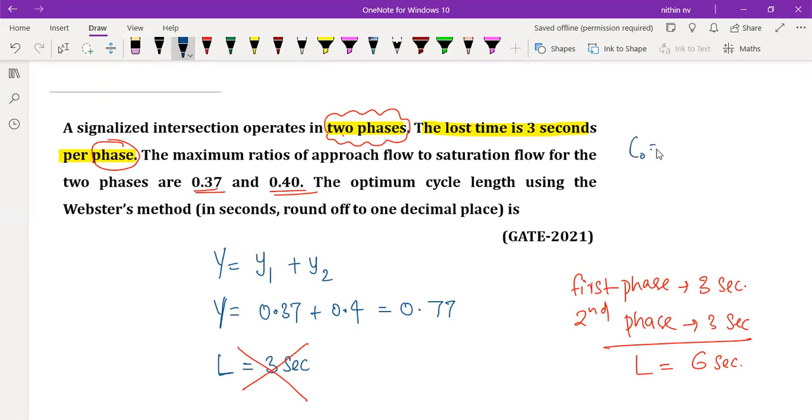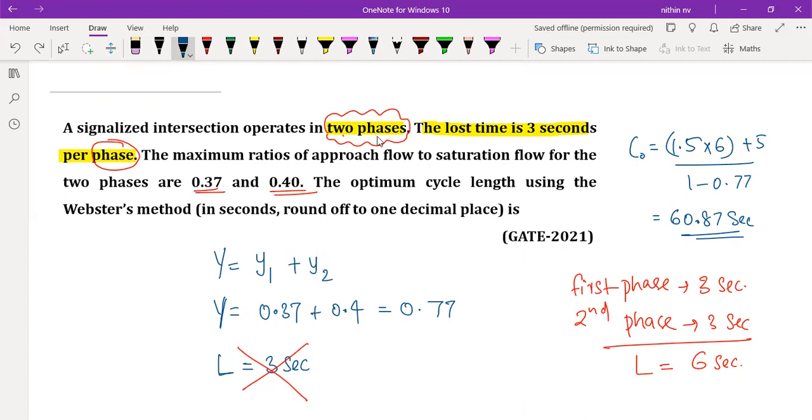Then how much will be the optimal cycle time? 1.5 into 6 plus 5, divided by 1 minus 0.77. Understood? Once you calculate it, you are going to get around 60.87 seconds. Understood, guys? That's it. This is how we are going to calculate. This itself is again a GATE question. So this is how you need to do it.